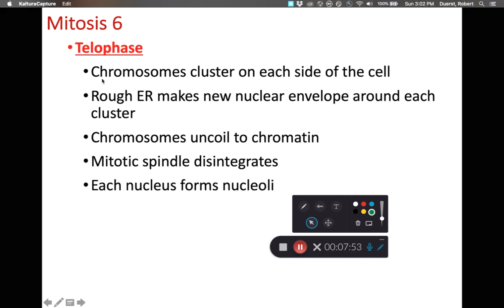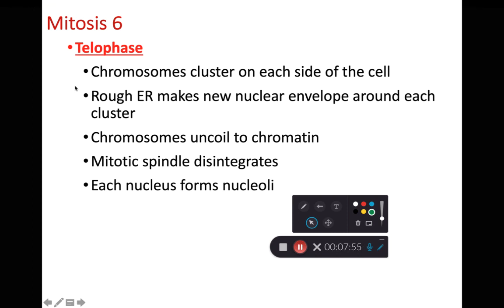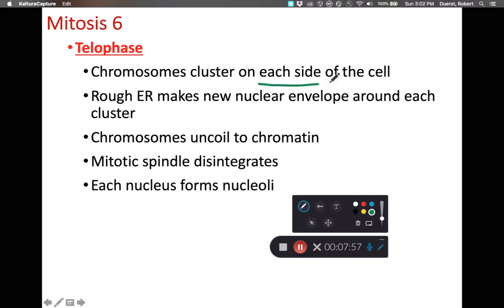And at the very end of mitosis, those daughter chromosomes are then going to be clustered on each side of the cell. The rough endoplasmic reticulum, rough ER, is then going to help produce a brand new nuclear envelope around each cluster of daughter chromosomes. The chromosomes will uncoil to loosely expose their DNA in the form of chromatin. The mitotic spindles are going to degenerate or disintegrate to be recycled, and each brand new nucleus will begin to form its own nucleolus to upregulate ribosomal production.